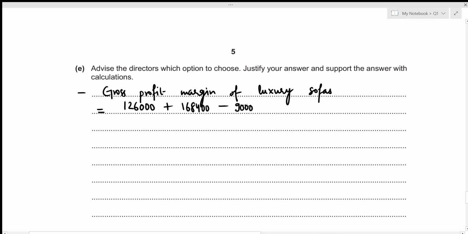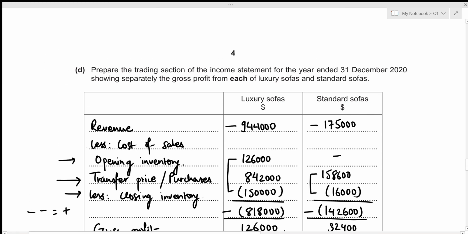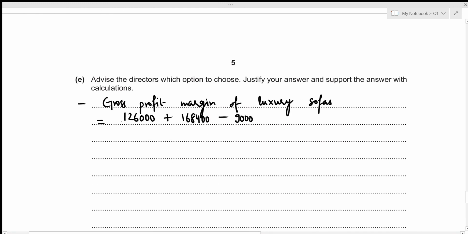Now these are all of the profits that should have been adjusted. Now we just divide it by our total revenue and multiply it by 100 in order to figure out the gross margin. And we can see that the revenue for luxury sofas was 944,000. So let's write it down. Divided by 944,000 times 100%. Okay, so this is just going to be 30.23%.